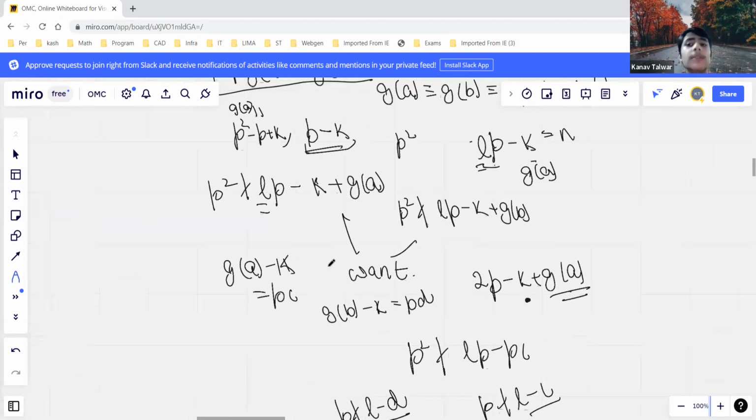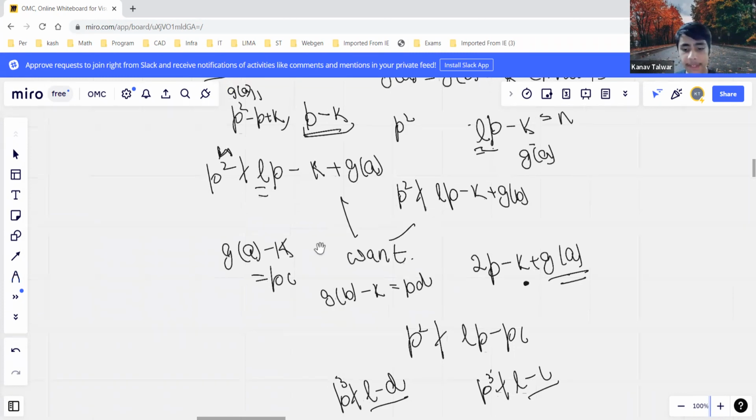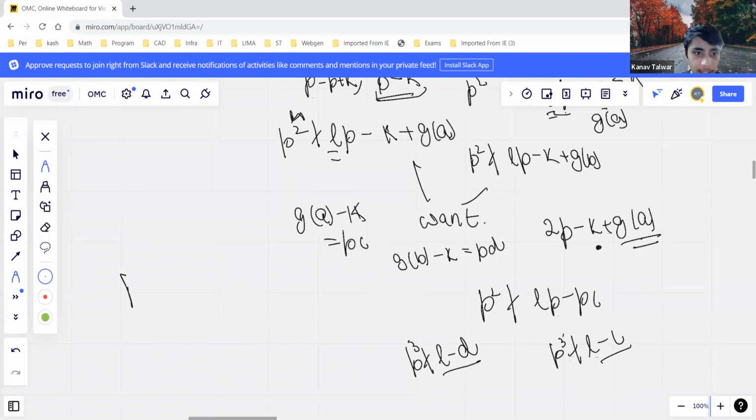And for P square, like for 2, this can run into an issue, but just make this a 4. Just make the 2 a 4 and repeat the same argument again. You'll end up with P Q here, and you can actually finish it off. Even for 2, it will work. That is for every prime P dividing G of A minus G of B.